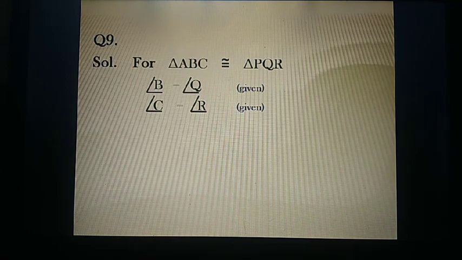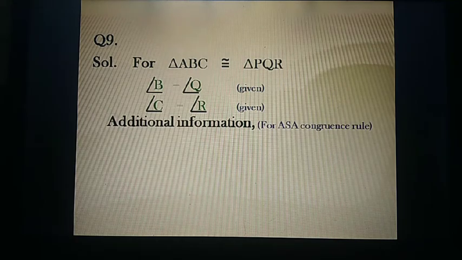Now, for the ASA criterion, two angles are there, but the included side is missing. So, for the ASA congruence rule, we will find out the included side. First, you will check the left-hand side. The angles are B and C. So, the included side will be BC. On the right-hand side, the angles are angle Q and angle R. So, the included side will be QR. This will be your additional information. And the criterion or congruence rule we are using here is ASA.